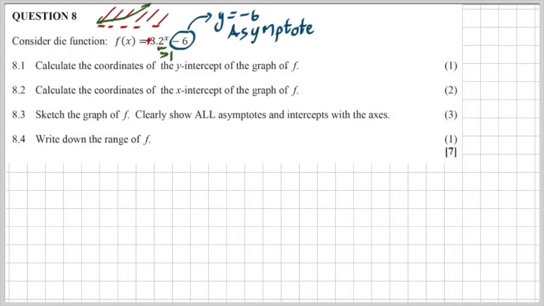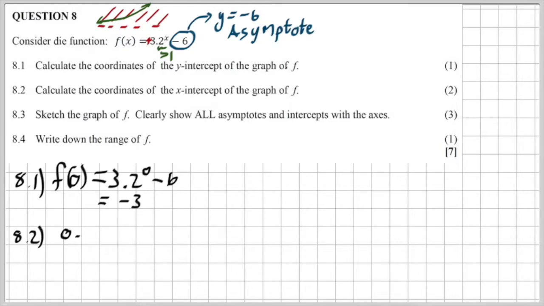So now let's go to question 8.1. It asks me to do the y-intercept. In other words, make x 0. 2 to the power of 0 is 1. So 3 times 1 is 3, minus 6 is -3.